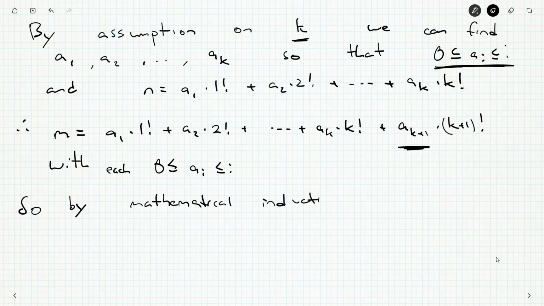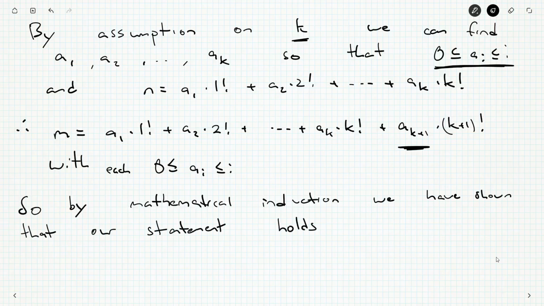We get to conclude by the principle of mathematical induction, which if you're not familiar with it, I would suggest you look it up online. You can get a lot of practice out there. I might even start to make some videos about how to do proofs with mathematical induction. But it doesn't come up a whole lot on contests, every once in a while. So by mathematical induction, we have shown that our statement holds for all k. Okay? And what statement was that?